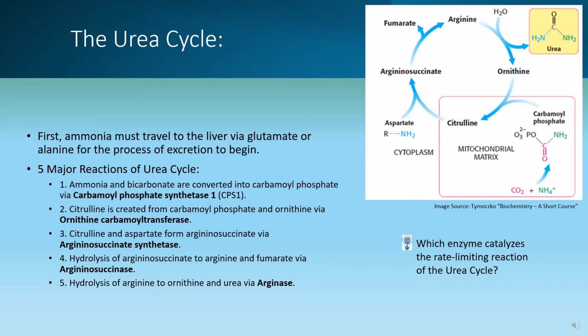Which enzyme in this cycle catalyzes the rate-limiting reaction of the urea cycle? That would be the first enzyme, which is the rate-limiting step called carbamoyl phosphate synthetase 1, CPS1.